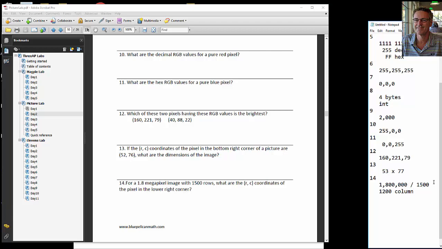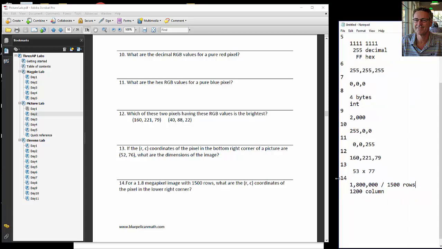1,500 rows. So what does it want to know? It wants to know the lower right corner. So here's the answer, 1499, comma, 1199. Did I do that right? I'm not really sure, am I? 1,500 rows, the last one's 1499. 1,200 columns, so the last one's 1199.